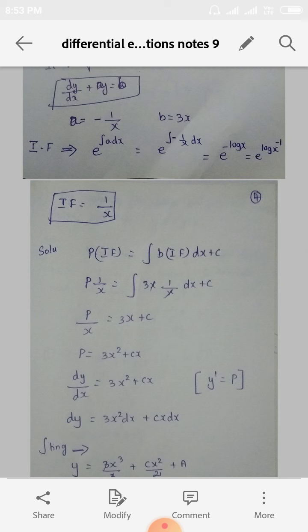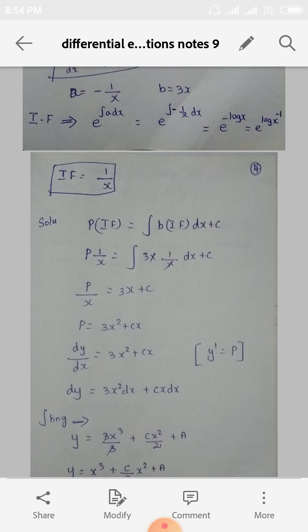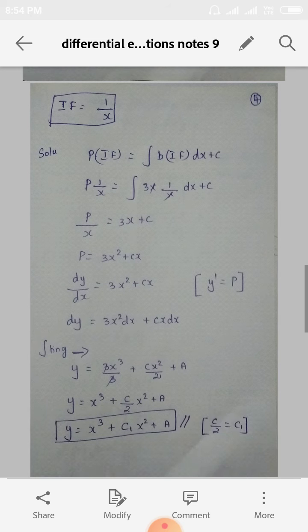What is the solution? We know that solution: p into integrating factor is equal to integral b into integrating factor into dx plus c. So p into integrating factor 1 by x is equal to integral 3x into 1 by x into dx plus c. The left hand side we get p by x. The right hand side we get 3 into integral dx. Integration of dx is nothing but x. So 3x plus c. So we get p is equal to 3x square plus cx.